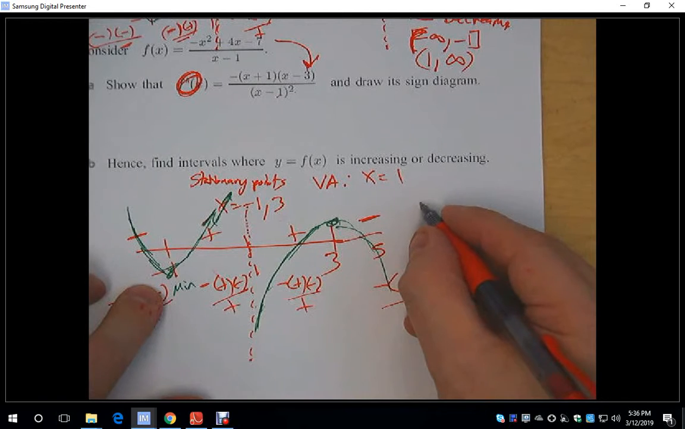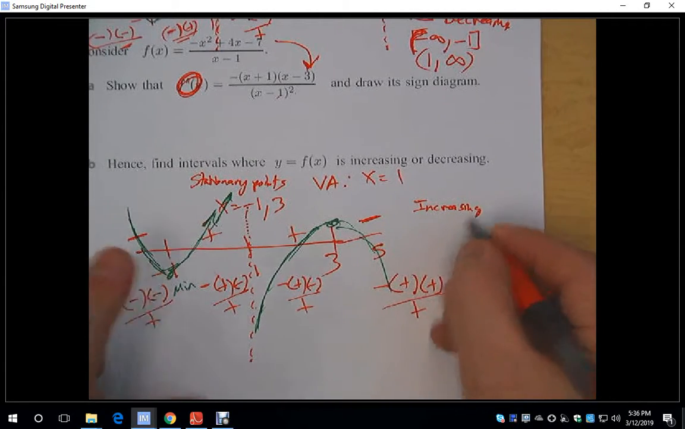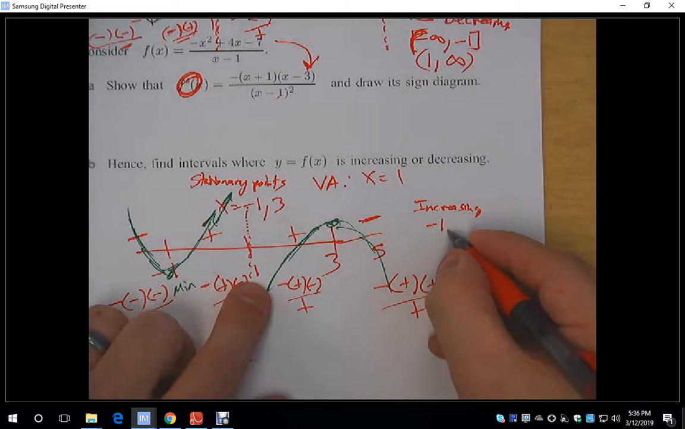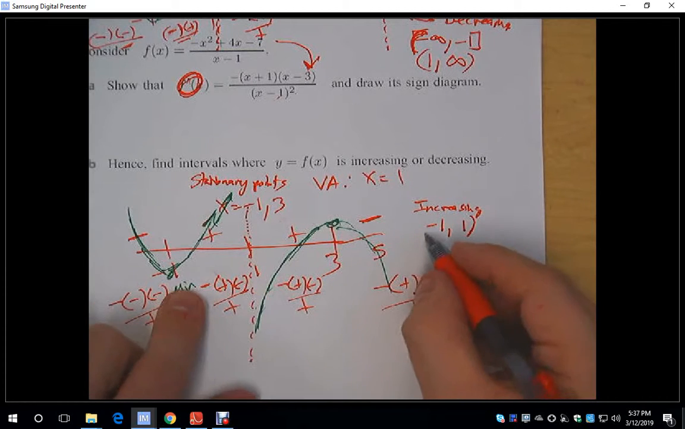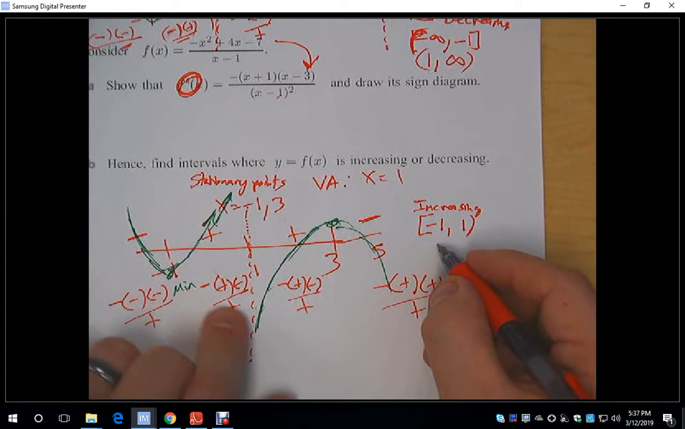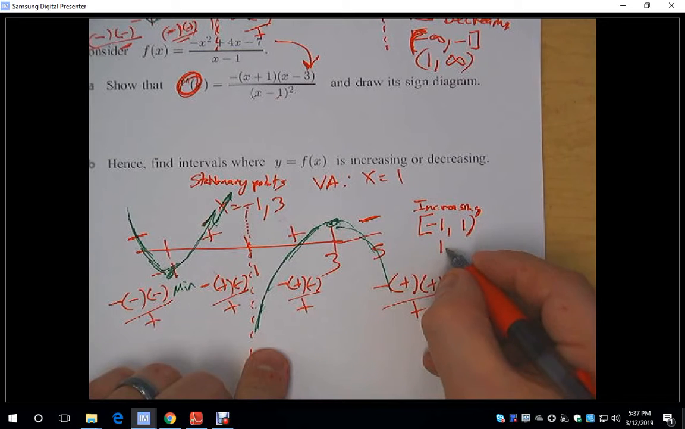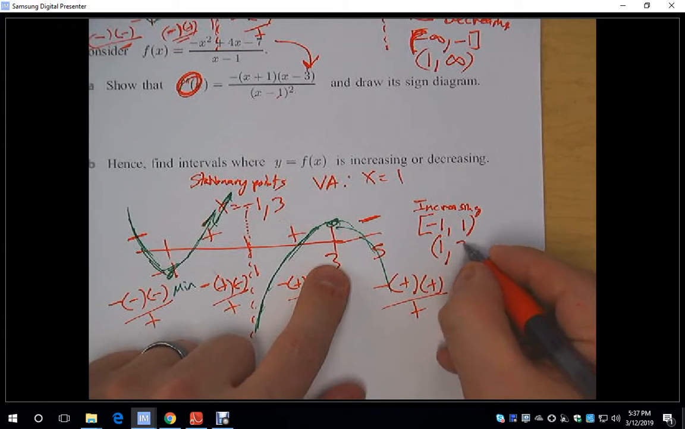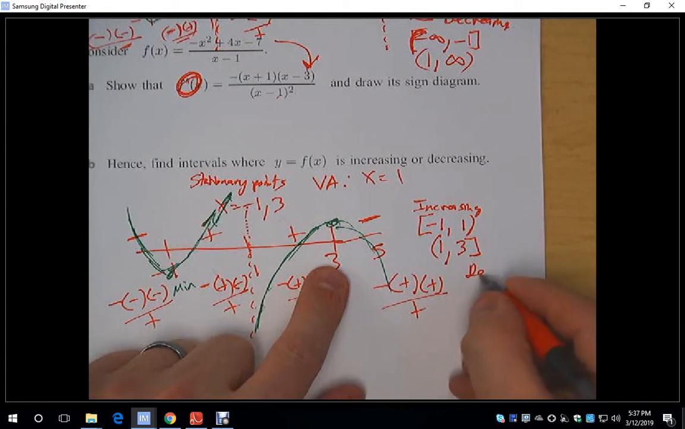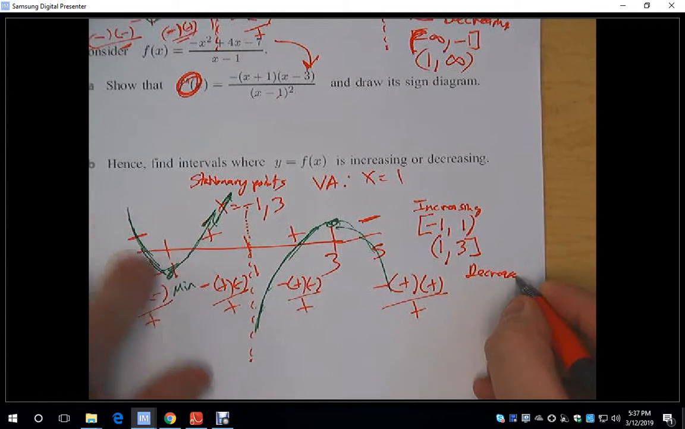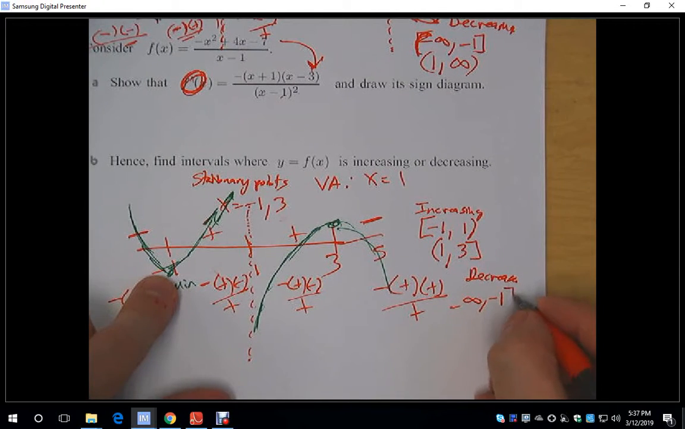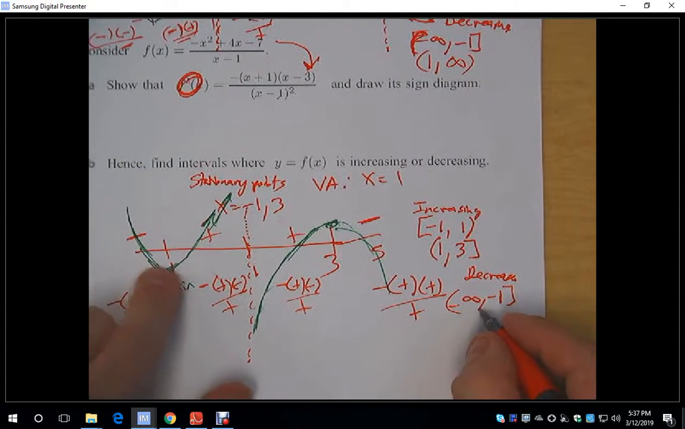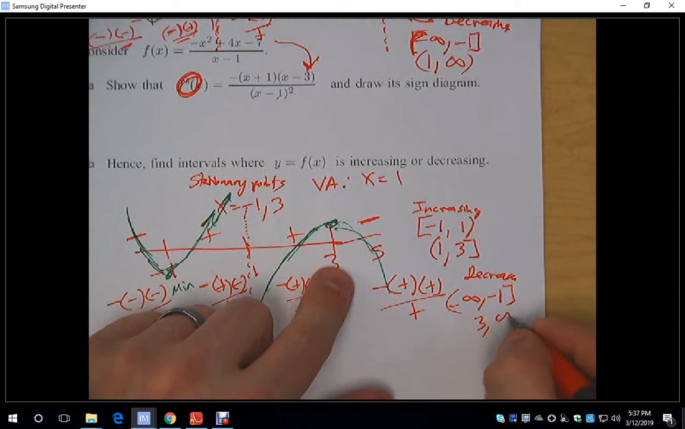So our graph is going to be increasing from -1 all the way to 1. 1 is not included, it's a vertical asymptote. -1 is included, and then we also increase from 1, not included, all the way to 3. And then we decrease from -infinity to -1. And then we also decrease from 3 to infinity.